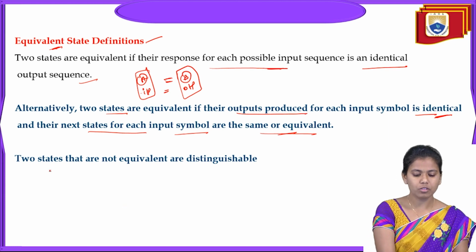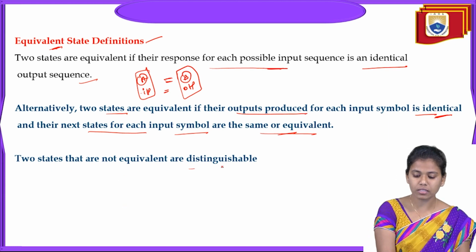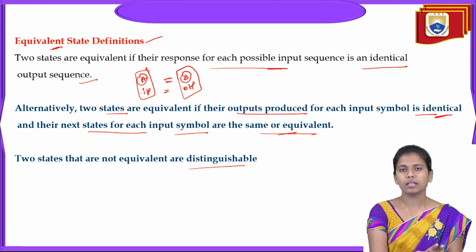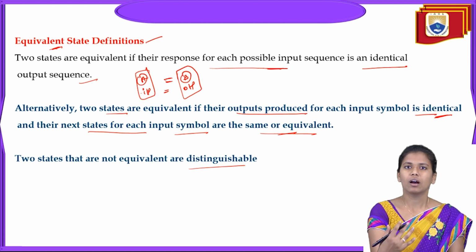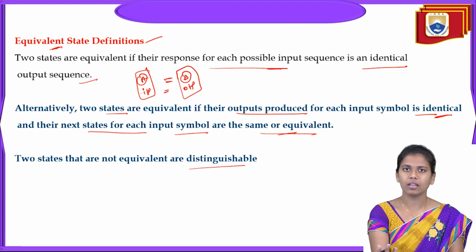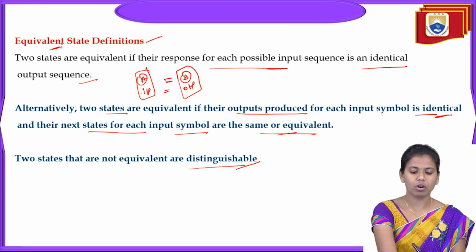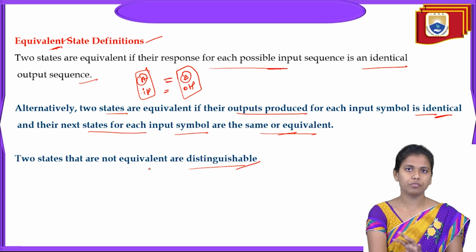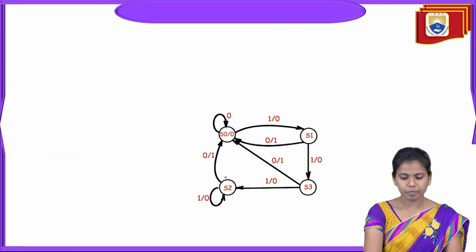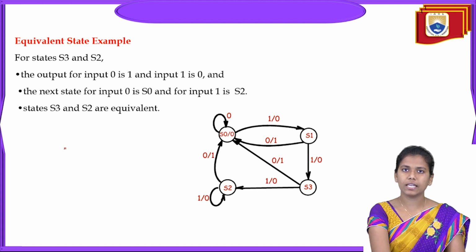Okay, and then two states that are not equivalent are distinguishable. If two states are not equivalent, that means the inputs do not give matching output sequences, and then they are distinguishable states. If both are equal, then we call it the equivalent state. If not, then we call them distinguishable states. So this is an equivalent state example.